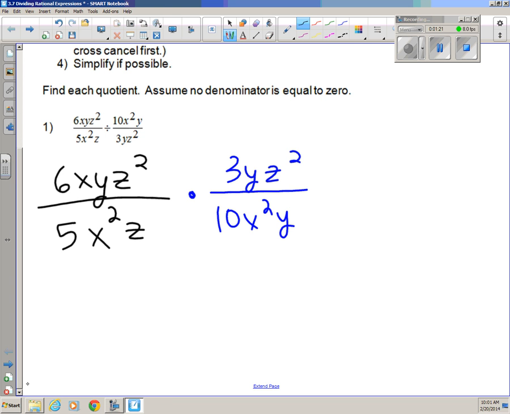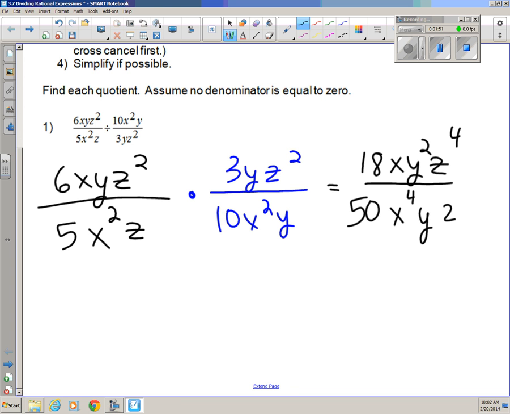So now I'm just going to multiply, and I'm going to choose to multiply top, top, bottom, bottom, and then simplify next. So 6 times 3 is 18. In terms of the x's, I've got a total of just x to the first on top. In terms of my y, I total out to y squared, and my z's total out to z to the fourth. My denominator, 5 times 10, that gives me 50. X's total out to be 4. Z's are just 1, and Y's are just 1.